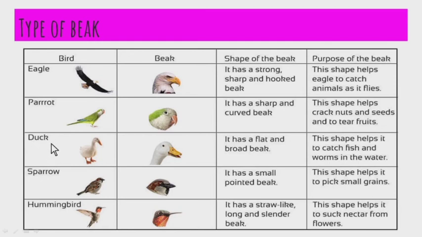Next, duck. It has a flat and broad beak. This enables them to catch fish and worms in the water. The next one, sparrow. It has a small pointed beak. This shape helps it to pick smaller grains. Hummingbird. Yes, it has a straw-like, long and slender beak. This shape helps it to suck nectar from flowers. So, each bird has a beak that is suitable for the type of food it eats.